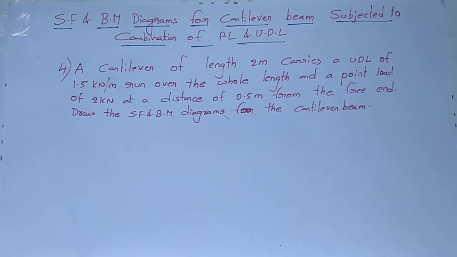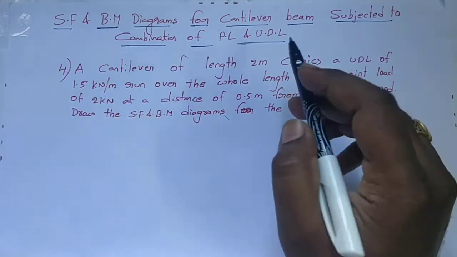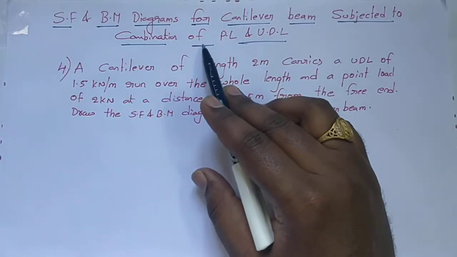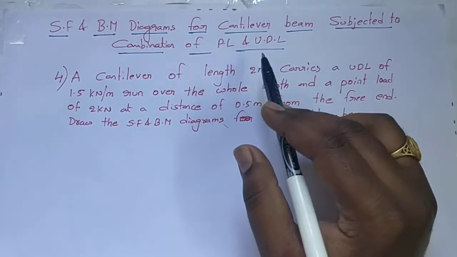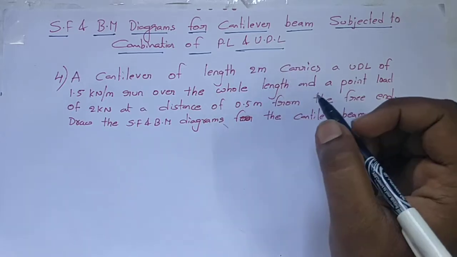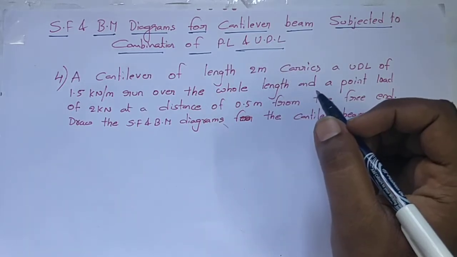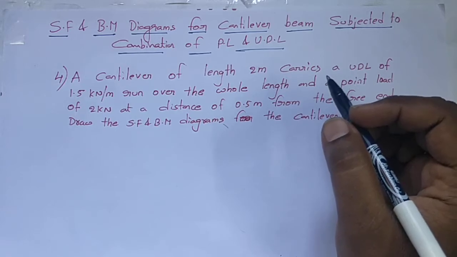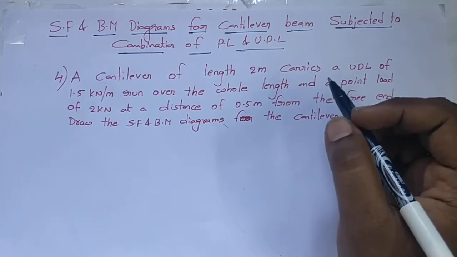Today I am going to discuss how to solve and how to draw shear force and bending moment diagrams for a cantilever beam subjected to a combination of UDL and point loads. In the previous session we solved when a cantilever beam is subjected to a point load, a UDL, and a combination of UDL and point load.